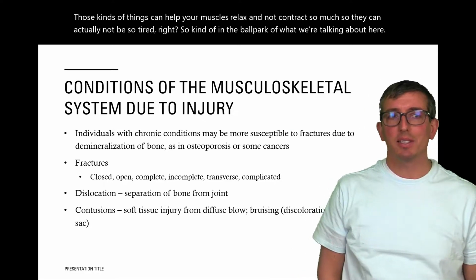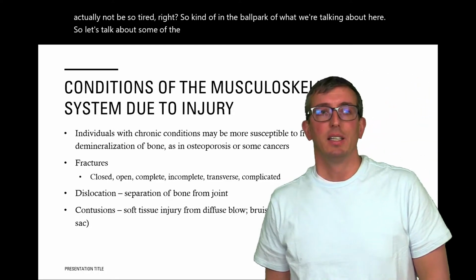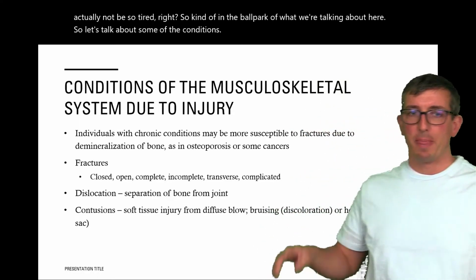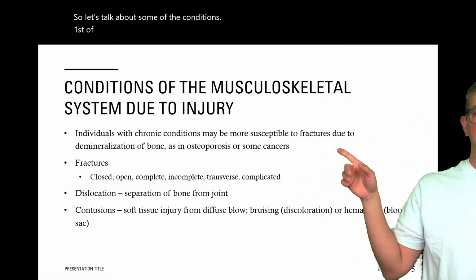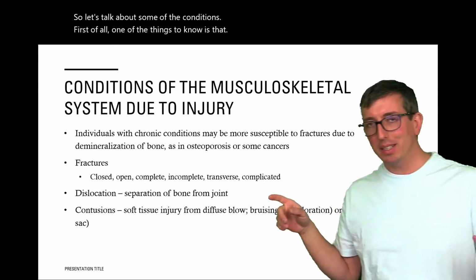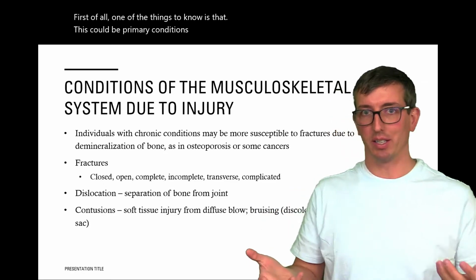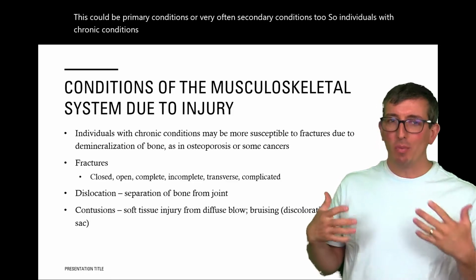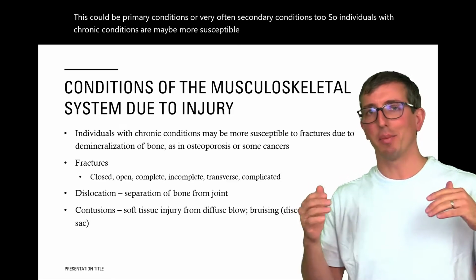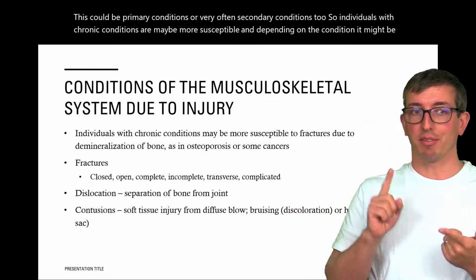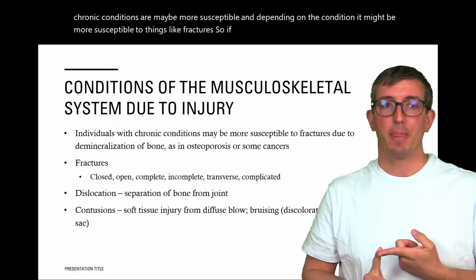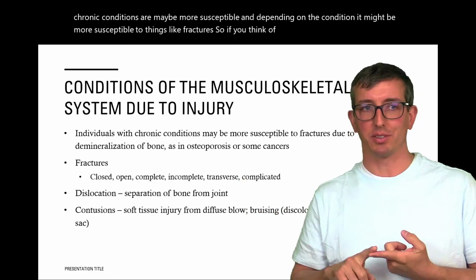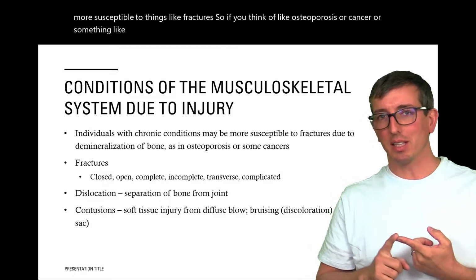So let's talk about some of the conditions. First of all, one of the things to know is that these could be primary conditions or very often secondary conditions too. So individuals with chronic conditions are maybe more susceptible, and depending on the condition, it might be more susceptible to things like fractures. So if you think of osteoporosis or cancers or something like that, demineralization of the bones.